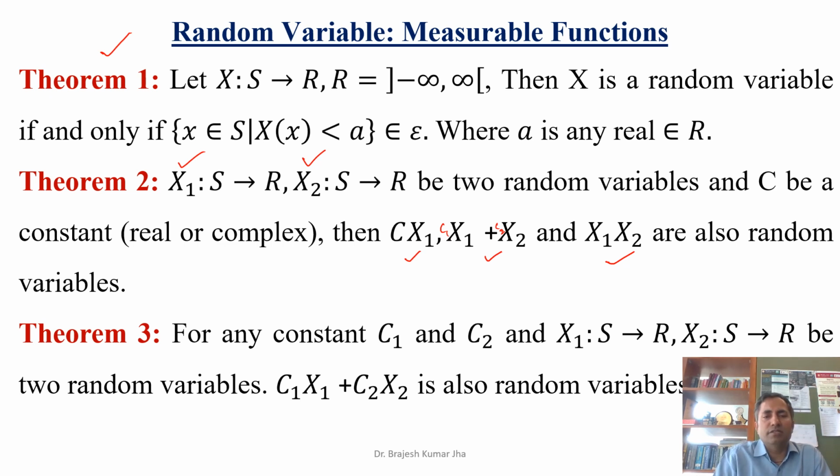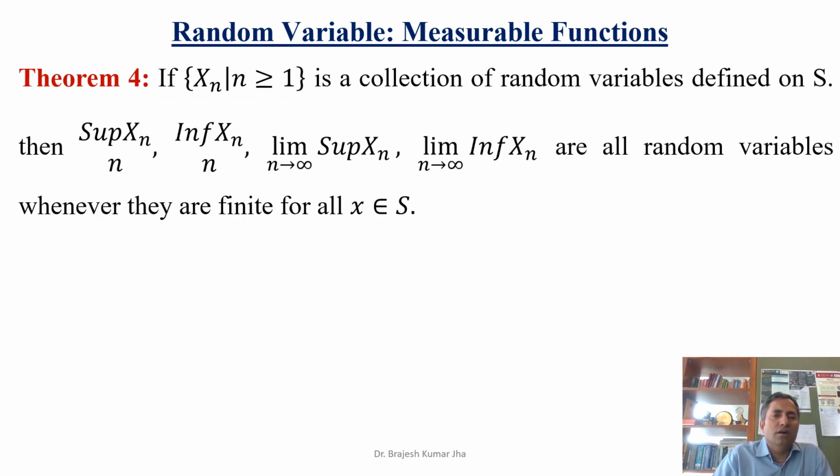So the third statement is what? If we are talking about two constants c1 and c2, and X1, X2 are random variables, then c1X1 plus c2X2 is also a random variable. By virtue of this statement, we can have the third statement, so either you can club it with 2 and 3.